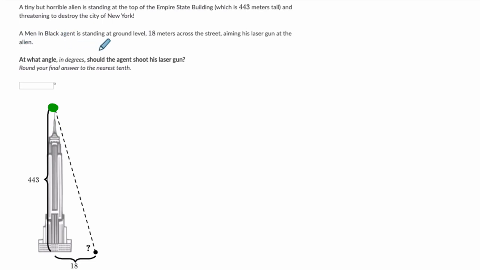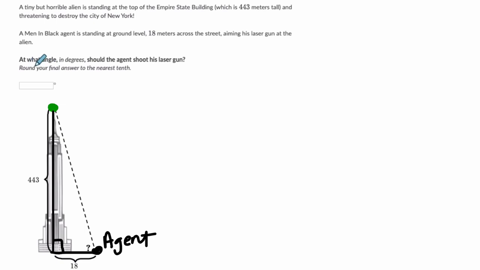A Men in Black agent is standing at ground level. So I suppose this is the agent right here. Here they are, 18 meters across the street. So this distance is 18. We can assume, usually because you're dealing with a right triangle problem, that this is our right triangle right here. Here's our right angle. And we have an adjacent side and an opposite side. We don't have the hypotenuse.